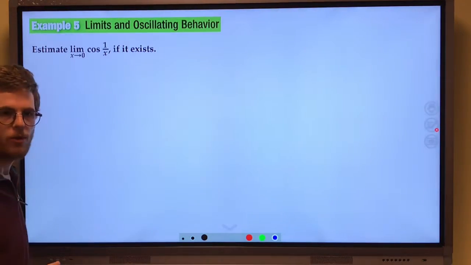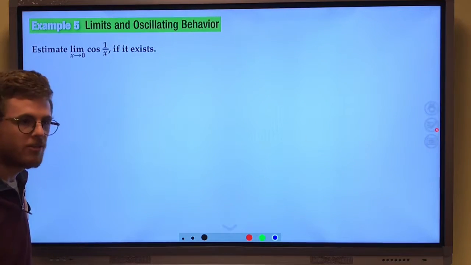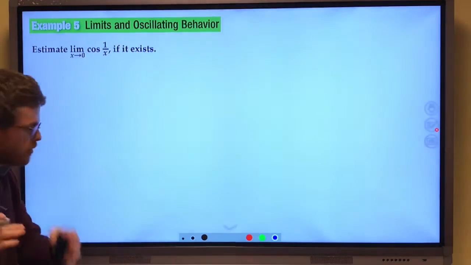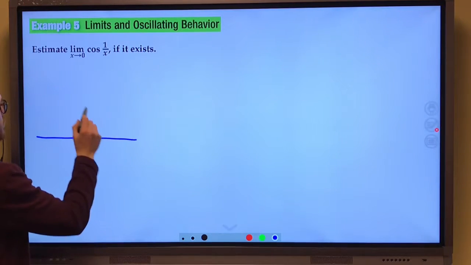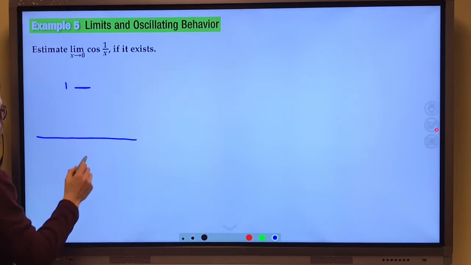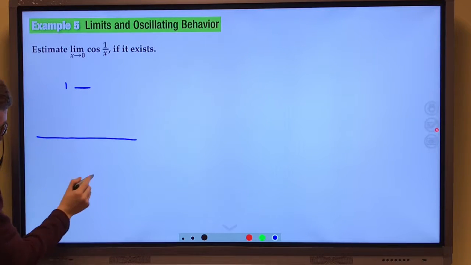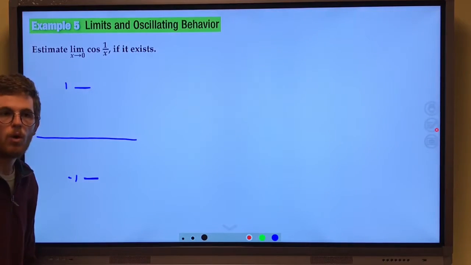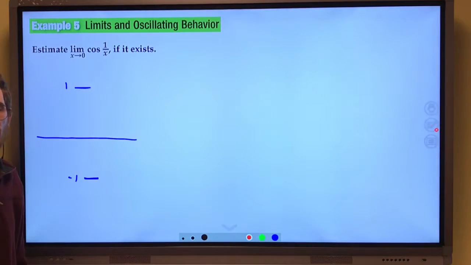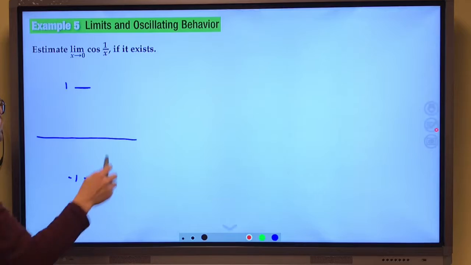When is cosine going to give us an output of -1? When is it going to give us an output of +1? And so on. Let's think about that for a second. So just thinking about when we get a +1, when we get a -1. Well, we know cosine of 0 gives us a +1.